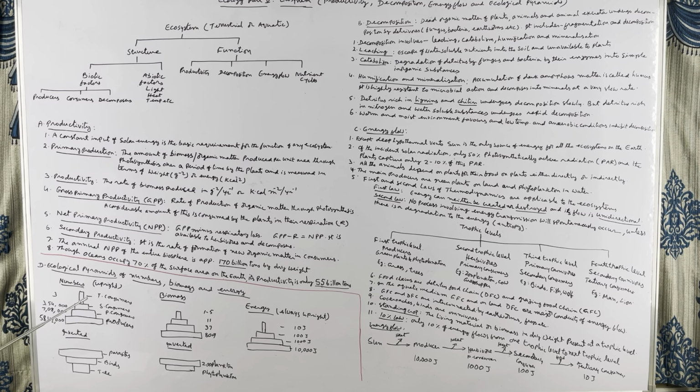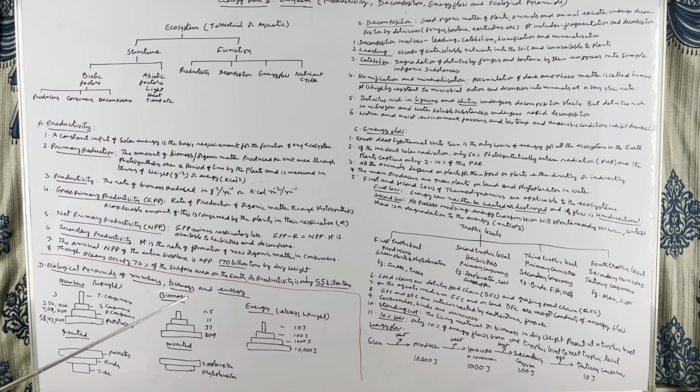But this pyramid of numbers is inverted in some cases, like parasites. You take a tree, only one tree. There are hundreds of birds, and on each bird there are thousands of bird parasites or lice. So if you plot the parasitic pyramid of numbers, it appears inverted. Tree is only one, birds are hundreds, parasites are thousands. So in this way, sometimes the pyramid of numbers is inverted.